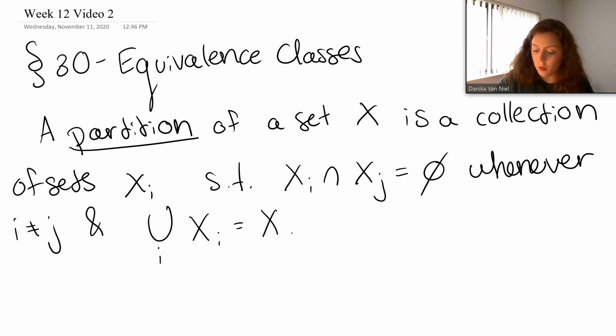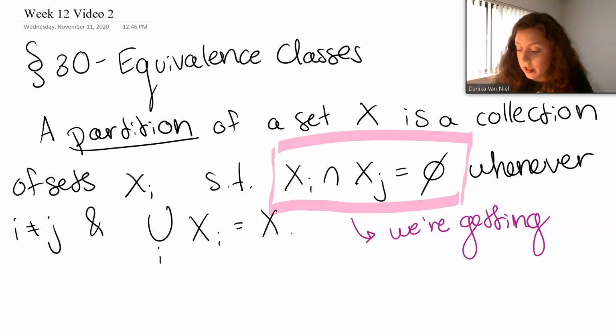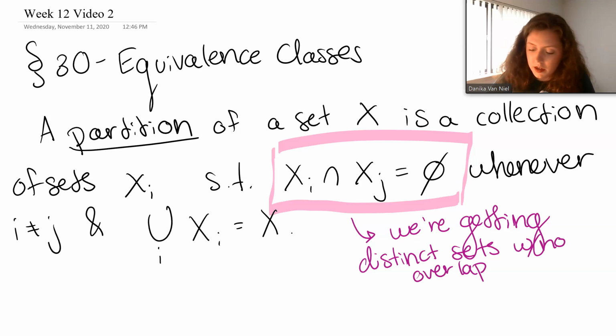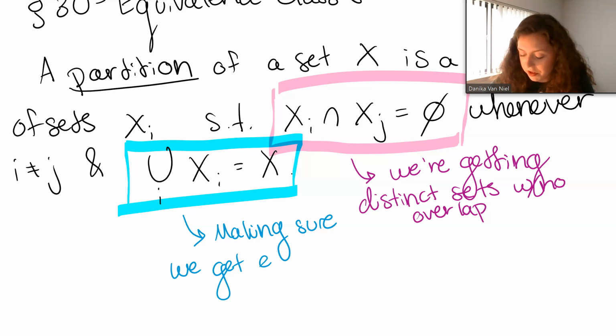When we say the intersection of Xi and Xj is the empty set whenever i is not equal to j, what we're saying here is we're getting distinct sets with no overlap. And then what we're doing here is making sure we get all the elements. We catch everything.